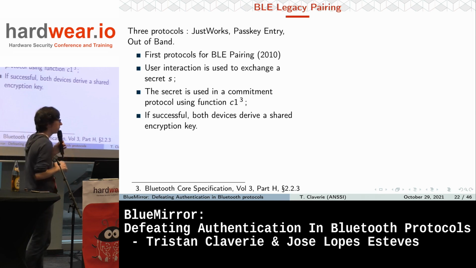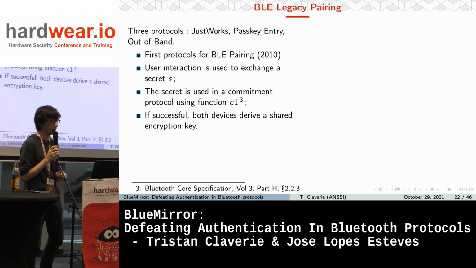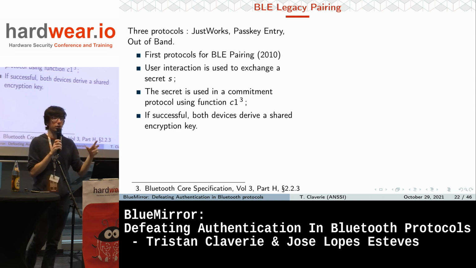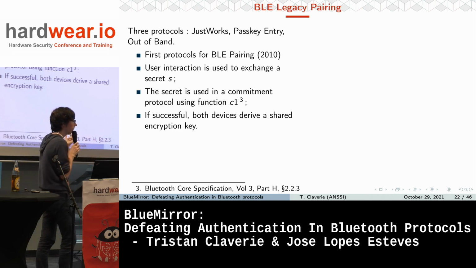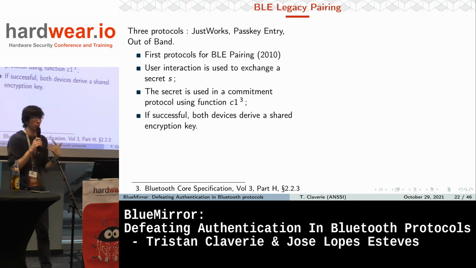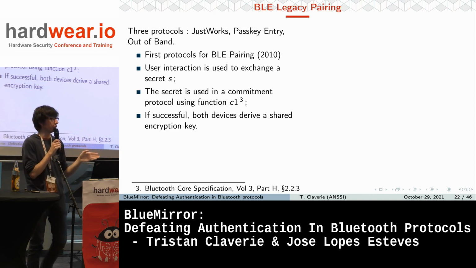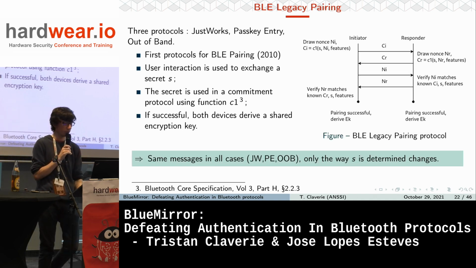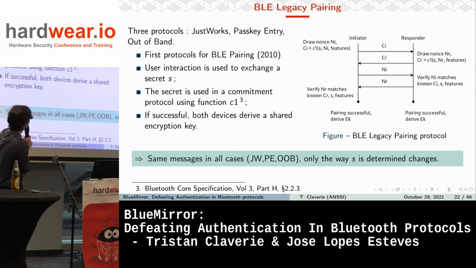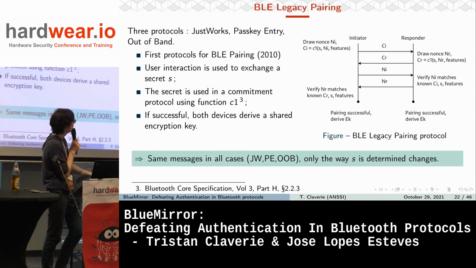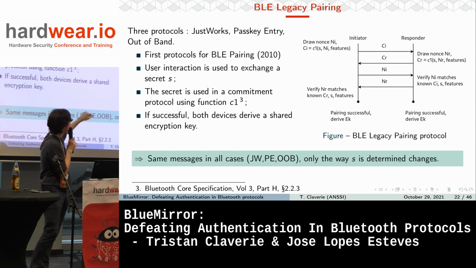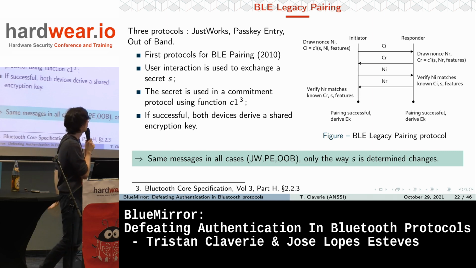So again, legacy protocols, BLE legacy pairing. In the table, in legacy pairing, you actually have three different protocols: just works, passkey entry, out of band. But it's really the same thing. The protocol is used to exchange a temporary key. This temporary key is used in a commitment protocol, and at the end, both devices share an encryption key. So this is the entire pairing protocol in BLE legacy pairing. It's basically the schema from the slide before. It's just that the function is called C1, and it's specified.